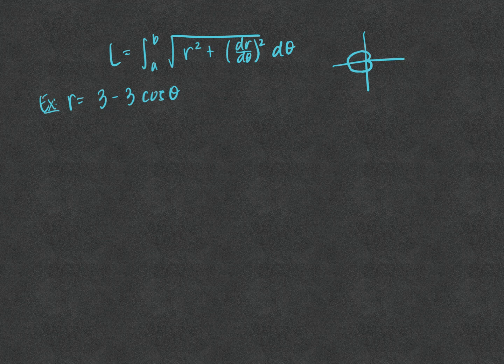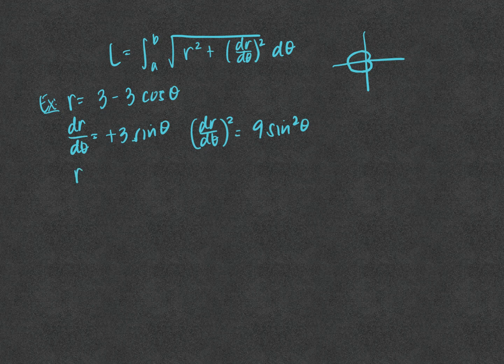There are a couple parts to this formula. The first piece is the r squared, and the second piece is the dr over d theta, quantity squared. Let's start with dr over d theta and take the derivative here. The derivative of 3 is 0, and the derivative of negative 3 cosine theta is positive 3 sine theta. Then we're going to square that. So dr over d theta, quantity squared, equals positive 9 sine squared theta.